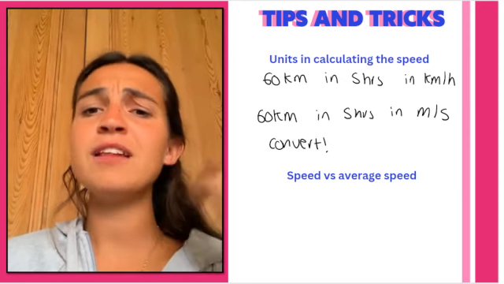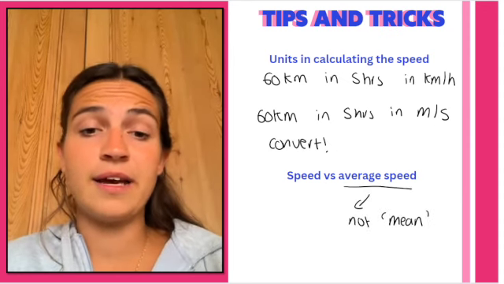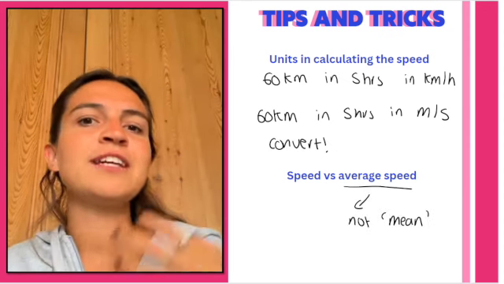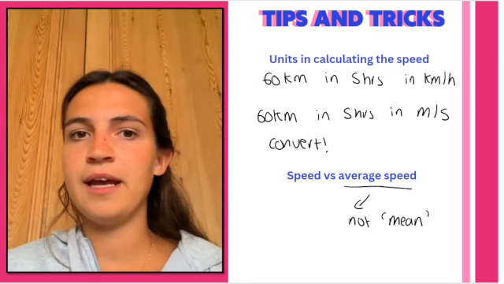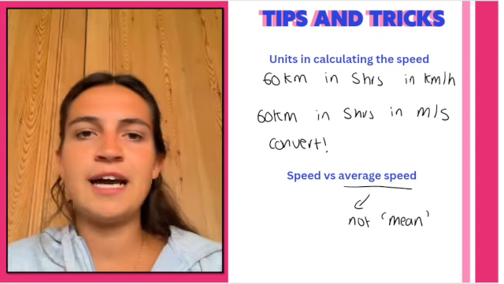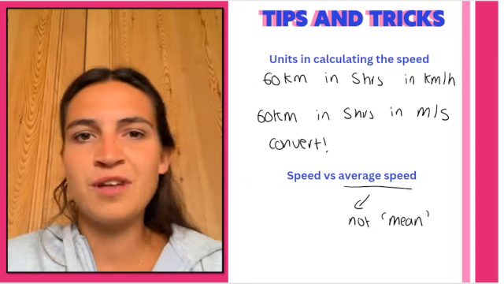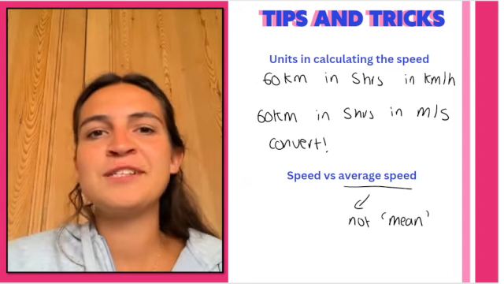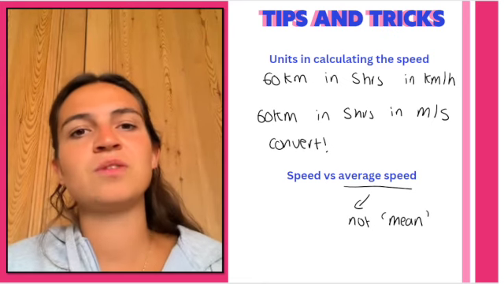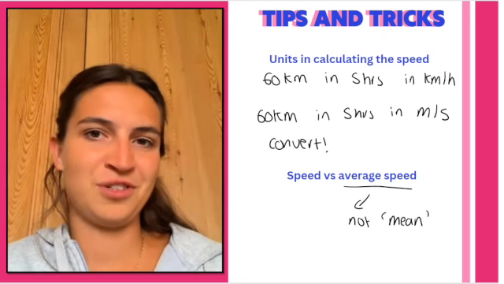And then the final thing is just to remember what I was saying earlier, which is if you're finding your average speed, to remember that is not a mean of all the speeds. It's not all the speeds added together divided by the total number of them. That would be your mean speed. Average speed, make sure you do your total distance divided by your total time.